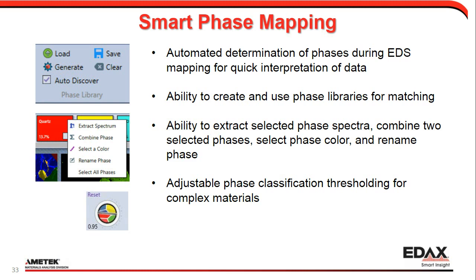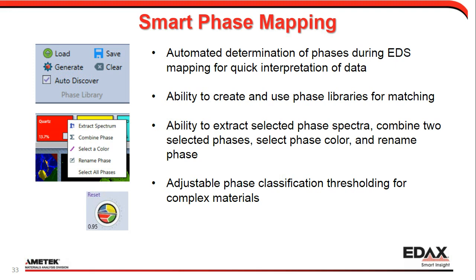The top image is the phase library toolbar. If auto discover is checked, phases will be determined automatically during EDS mapping. You also have the option to load a spectrum or extract a spectrum from a mapping area to save them in phase libraries for matching.